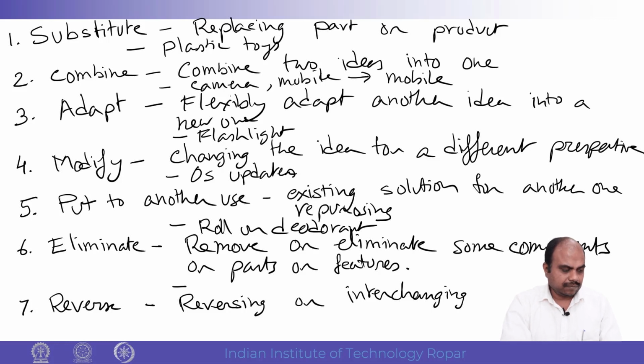Next is eliminate. Eliminate means eliminate some of the features. What are the features? Nowadays, if you see that people are stopped and government is not supporting smoking. So many companies are eliminating cigarette lighters from cars.